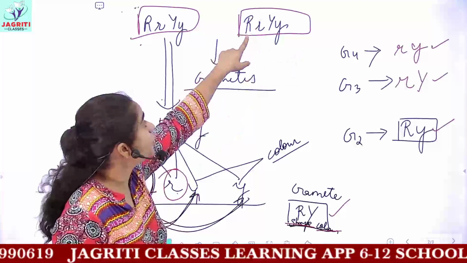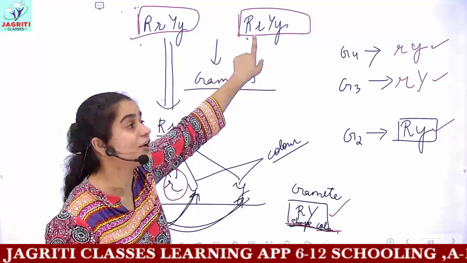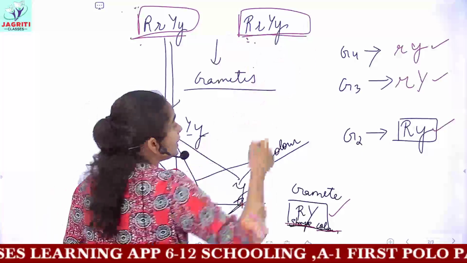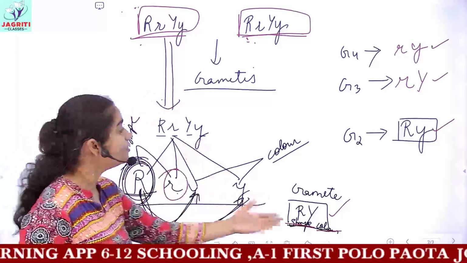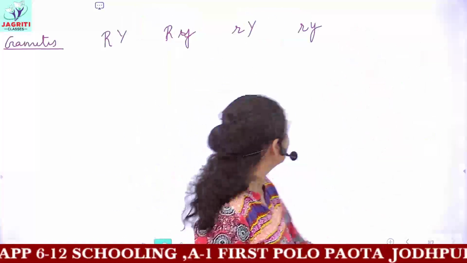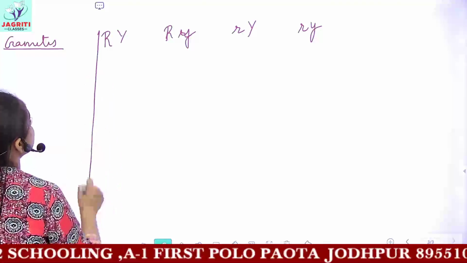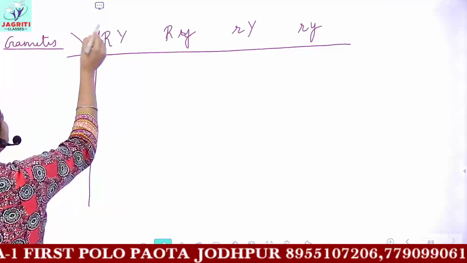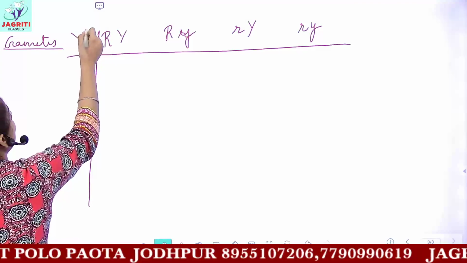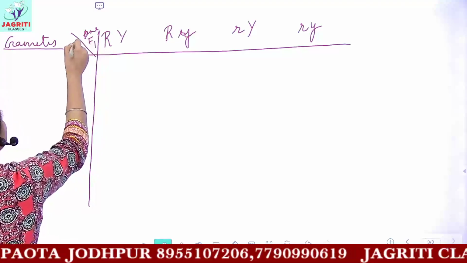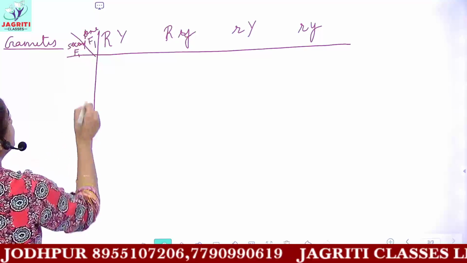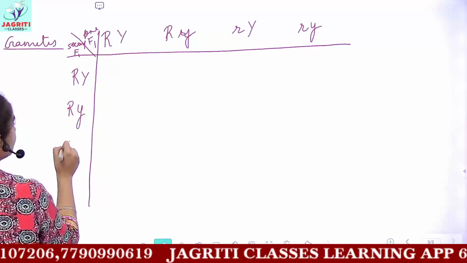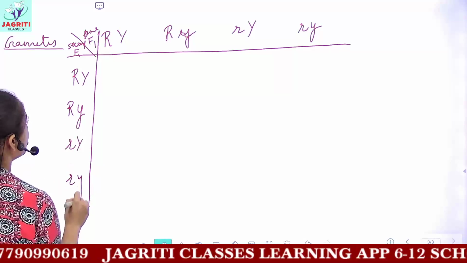In a similar manner, from the second F1 parent, or the second F1 generation, you will have the same four types of gametes formed, because both the F1 are the same in genotype and hence they will form the same type of gametes. So these are the gametes which we have written from the first F1. I am writing these are from the one F1 generation, and now you will take from the second F1. So the second F1 will also have the same kinds of gametes. Then you have small r, capital Y, and small y.